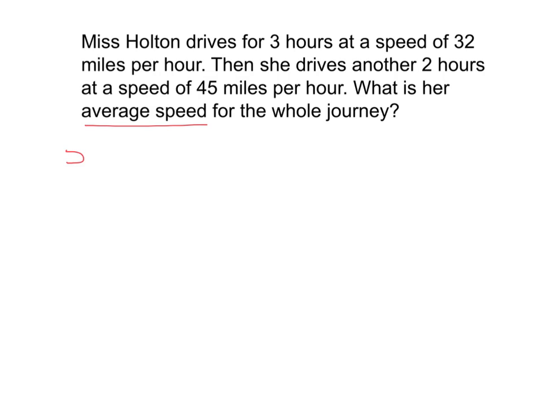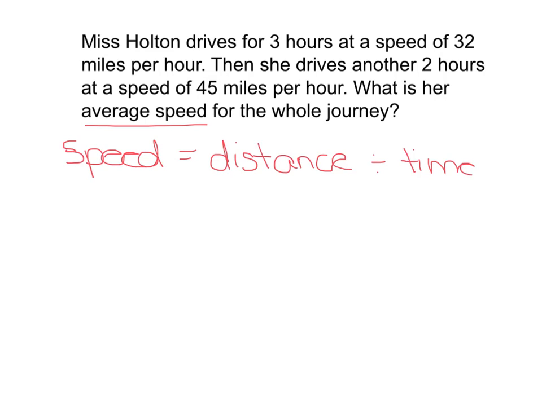Speed equals distance divided by time. Now in this question they gave us two different sets of information, so we need to find the total distance and divide it by the total time from the word problem. So let's go back to the beginning.